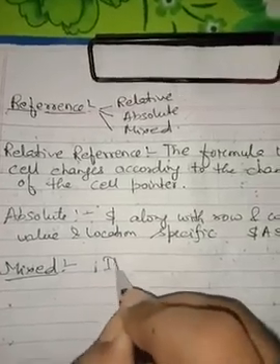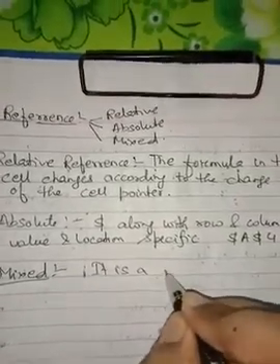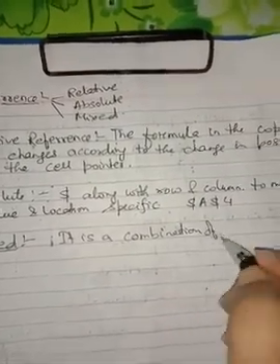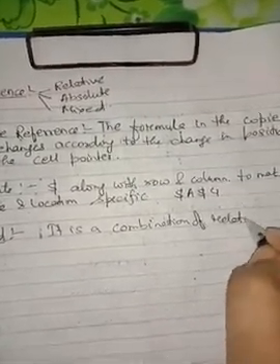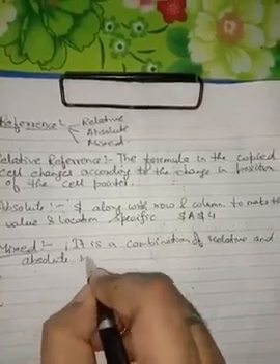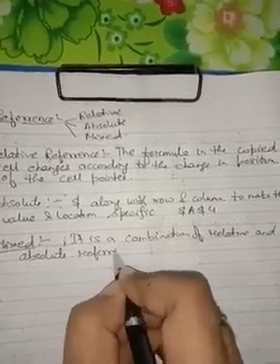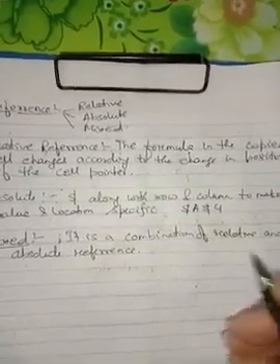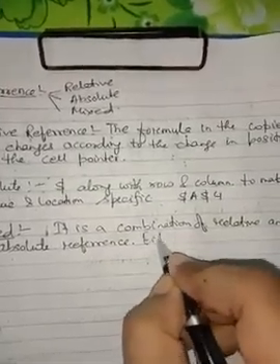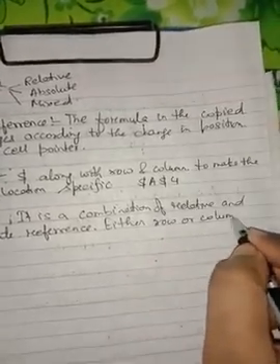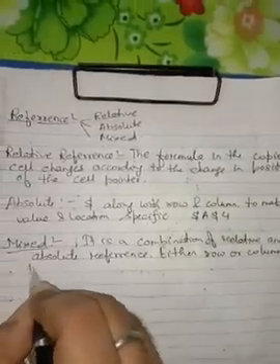We can say it is a combination of relative and absolute reference. It is a combination of relative and absolute reference. Here either the row or the column has to be fixed.